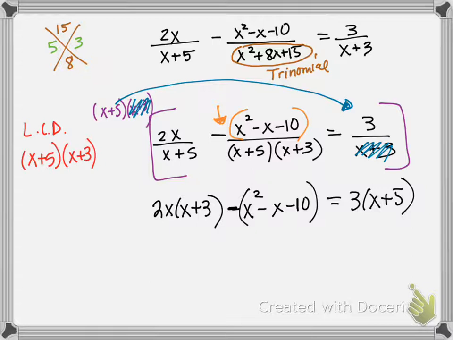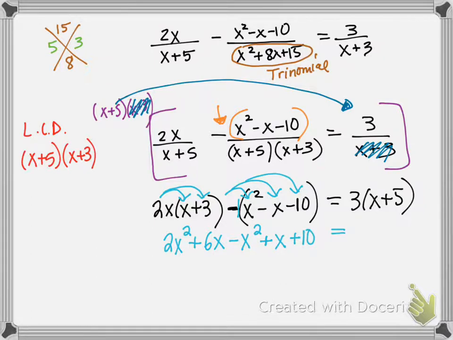All right, so let's simplify our left-hand side. So distribute the 2x to both terms. 2x times x is 2x squared, and 2x times 3 is 6x. Distribute this negative 1 to all 3 terms. Negative 1 times x squared is negative x squared. Negative 1 times negative x is positive x, and negative 1 times negative 10 is positive 10. And that's equal to, let's distribute the 3 to both terms. 3 times x is 3x, and 3 times 5 is 15.